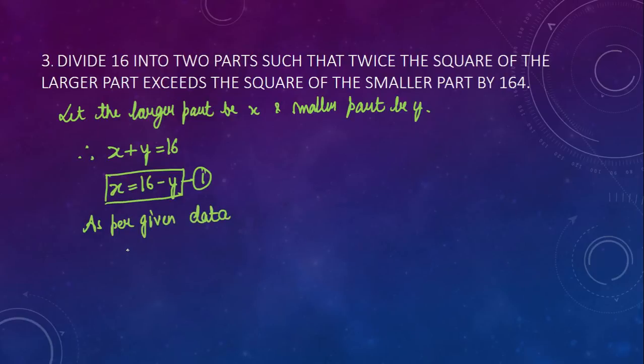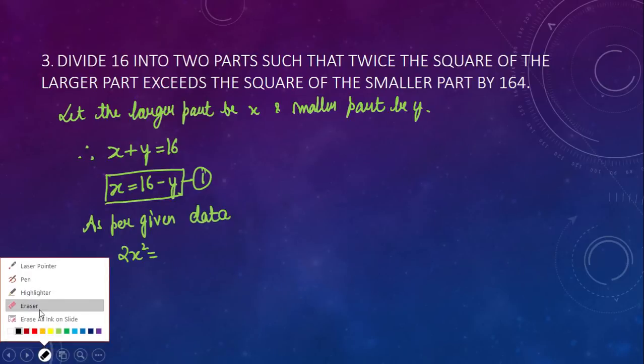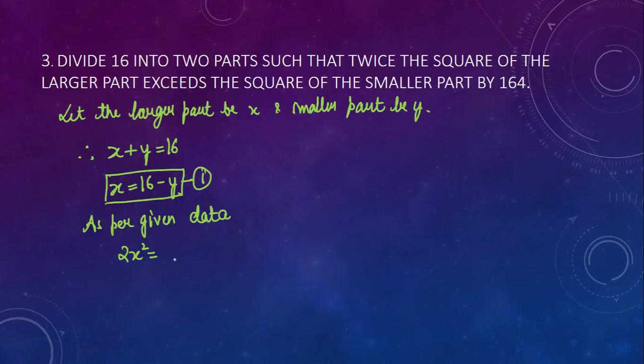what can I say? I can say that 2x square, because twice the square of the larger part we've taken as x. So 2x square is equal to 16 minus y, not 16 minus y. Okay, so back to pen. Now, exceeds the square of the smaller part. Now, square of the smaller part is y square plus it is 164 more than the square of the smaller part. So 2x square is equal to y square plus 164. That's it. We got our equation.